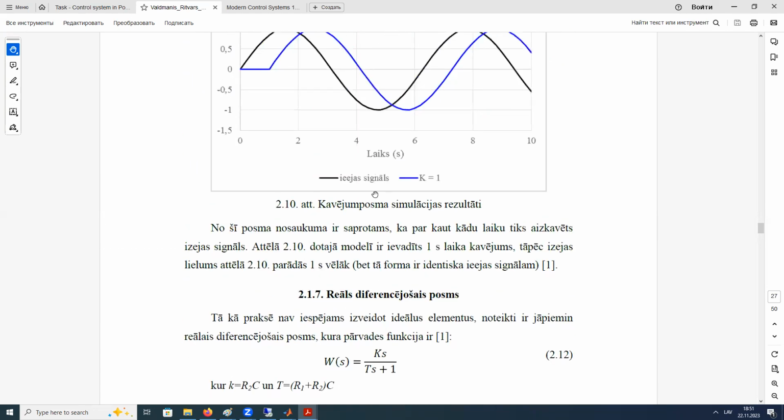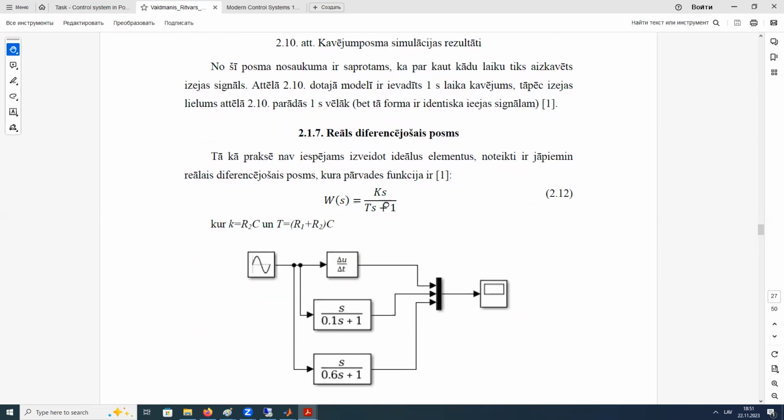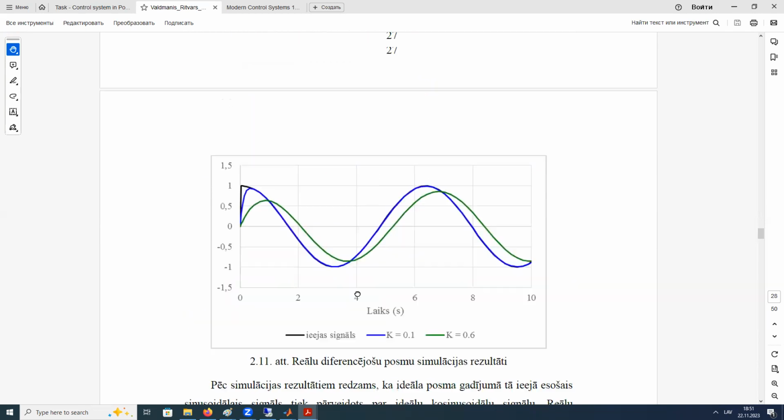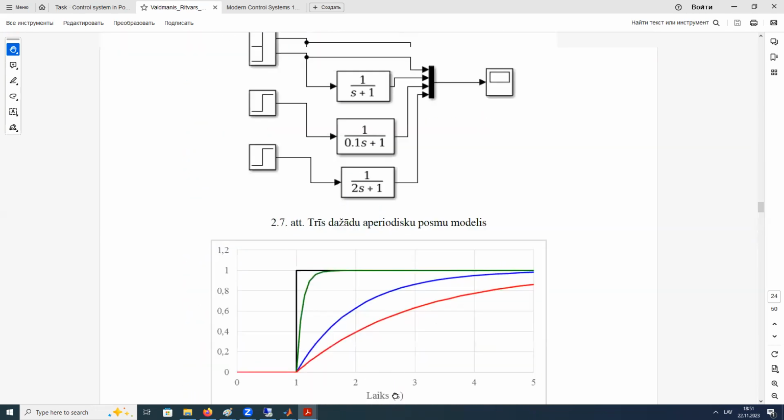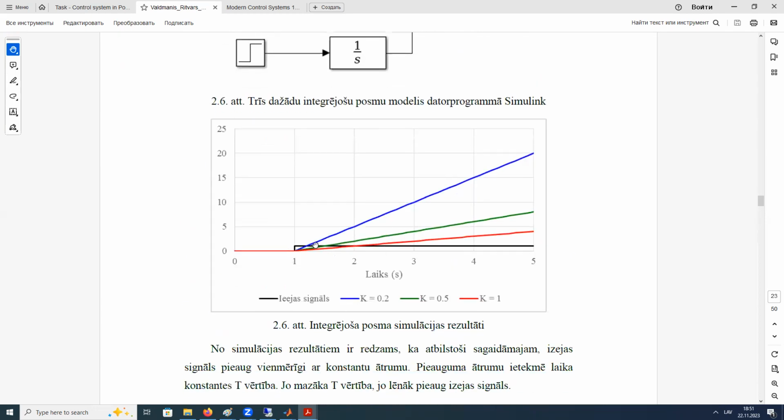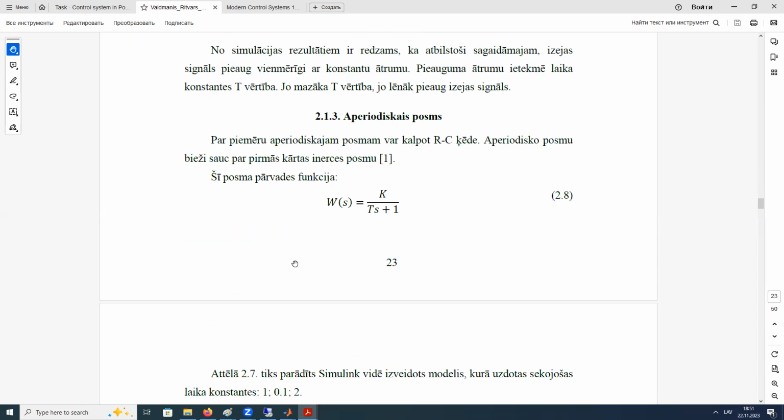We got the differential and real differential, and real integrator. What is the difference? Why do we separate integrator and real integrator? As we could see from here, when we talk about just an integrator, we could see a surge, like a jump, of the output signal. But in real life, we have inertia, and no process in real life can happen like a surge.